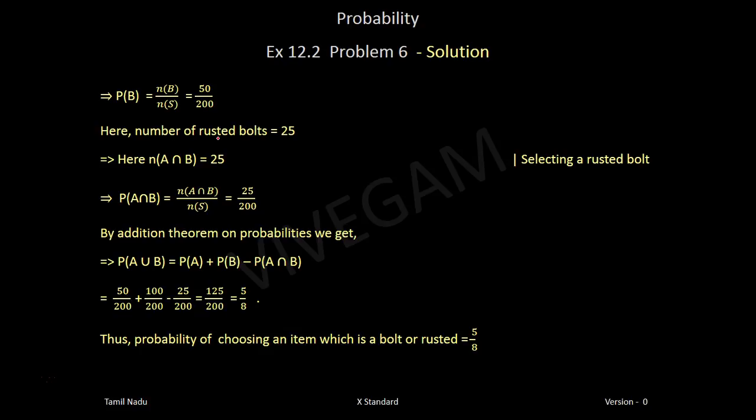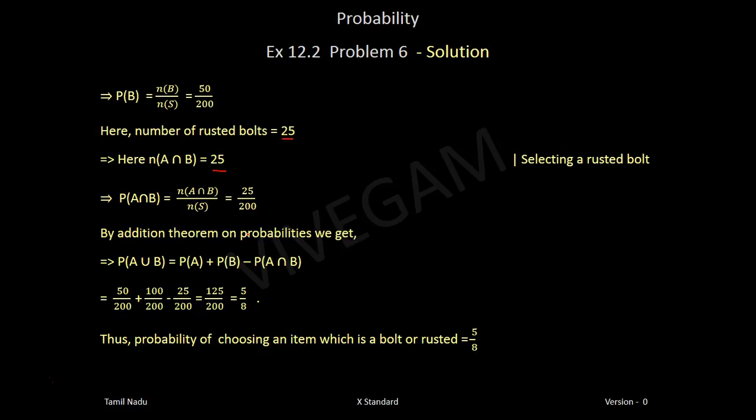Next, number of rusted bolts, because now we want to find A intersection B, N of A intersection B. That is, A is rusted item, B is bolt. So, it is rusted bolt. So, we need to know the number of rusted bolts. How many rusted bolts? Total number of bolts is 50. Half of it is rusted. So, half of 50 is 25. Right. So, N of A intersection B is how many rusted bolts are there. So, that is 25. That is selecting a rusted bolt. So, probability of selecting a rusted bolt is N of A intersection B divided by N of S. That is 25 and N of S is 100.